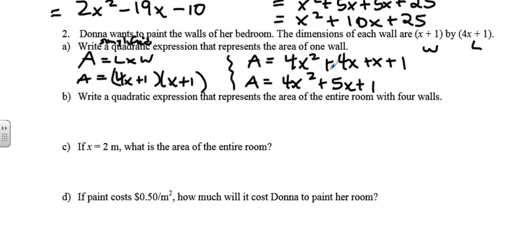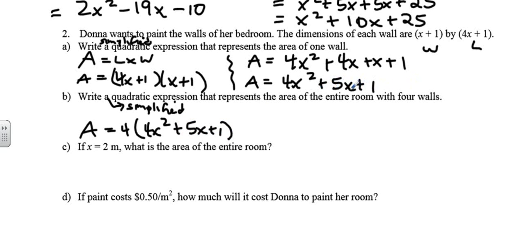Now it says write a quadratic expression that represents the area of the entire room with 4 walls. Well, you're just going to multiply this by 4. So again, I'm just going to stick the word simplified in. I'm going to say then A equals 4, because there's 4 walls, times this expression that we have for the area of one wall. So 4 walls times the area of one wall, now I have to distribute that 4 through. To get it completely simplified, we don't have any brackets in simplified form, so we would have something like this. That is completely simplified.